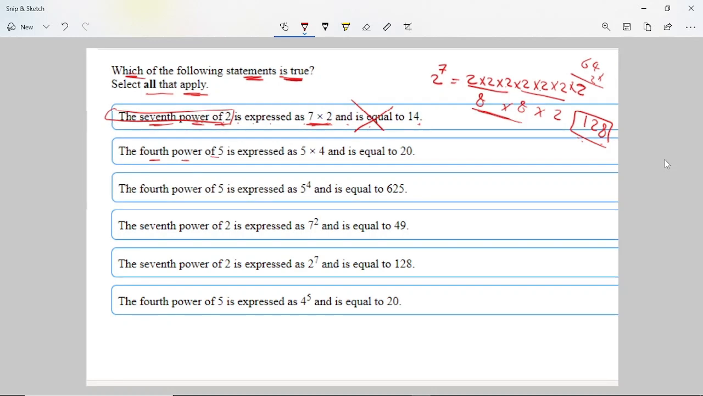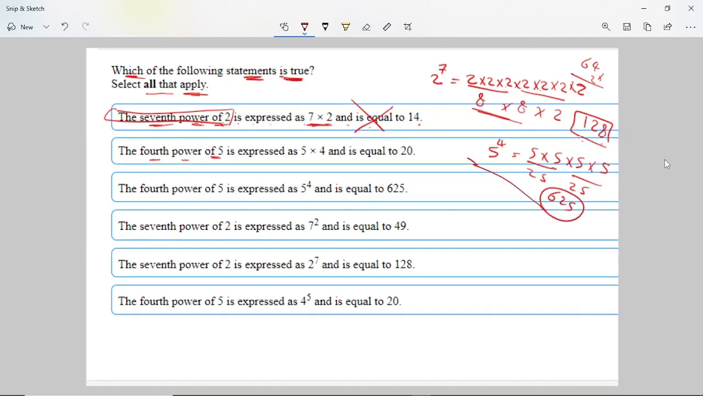The 4th power of 5. 4th power of 5 means 5 to the power of 4. So it means 5 multiplied 4 times, which is 25. So we multiply here 25 by 25, so it will be 625. So it will be equal to 625.